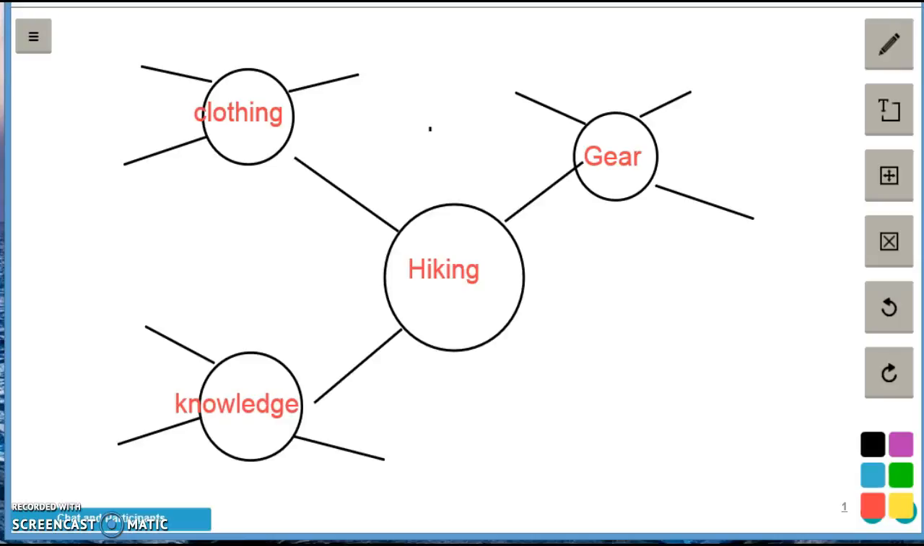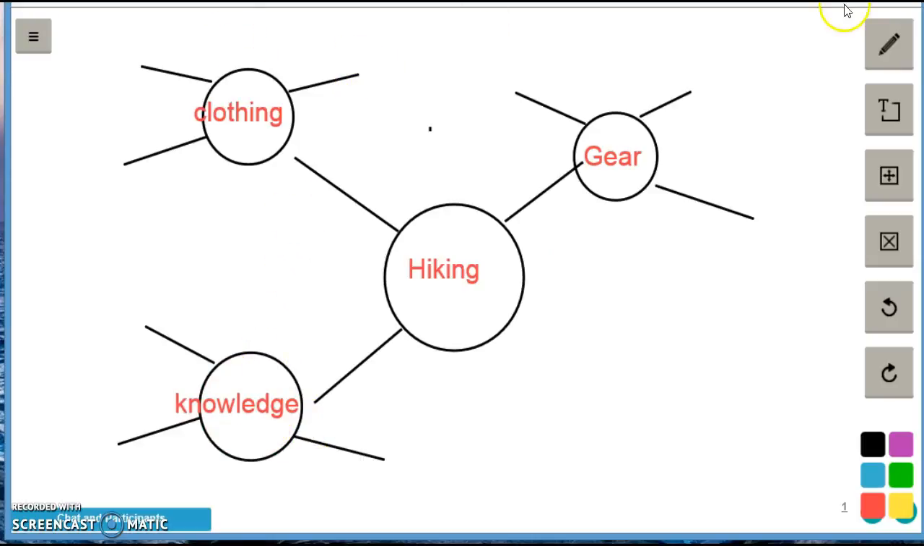So the main bubble in the middle is our main topic. That's what this whole paper is going to be about. And something I know a lot about is hiking. So I chose to do hiking. The three subtopics are things that are going to describe hiking as a whole. And these are three important aspects. I chose clothing, gear, and knowledge.